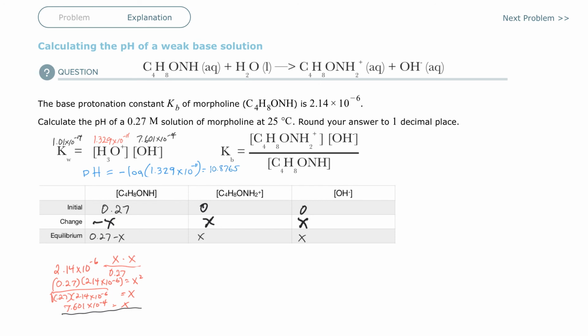Now we need to find the pH to 1 decimal place because that's what it says in the directions. Round your answer to 1 decimal place. That means it has to be the 8, and the 8 will go up to the 9, and you'll have the pH equals 10.9. And there you go.